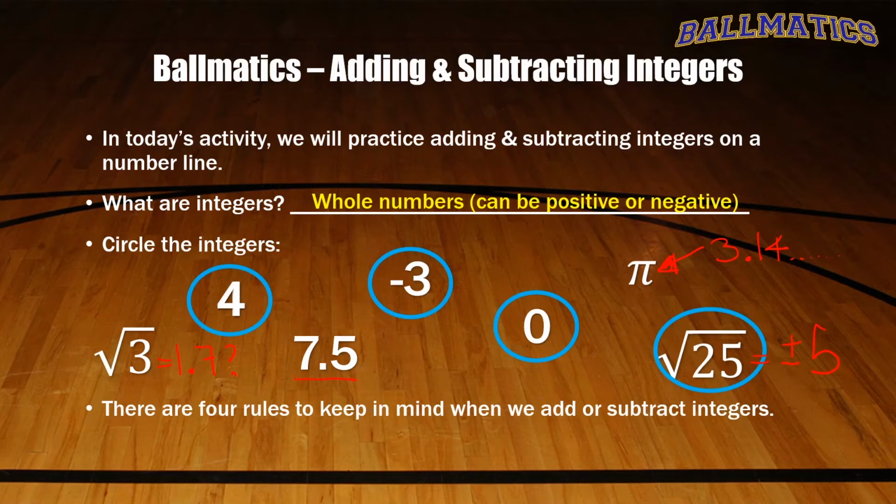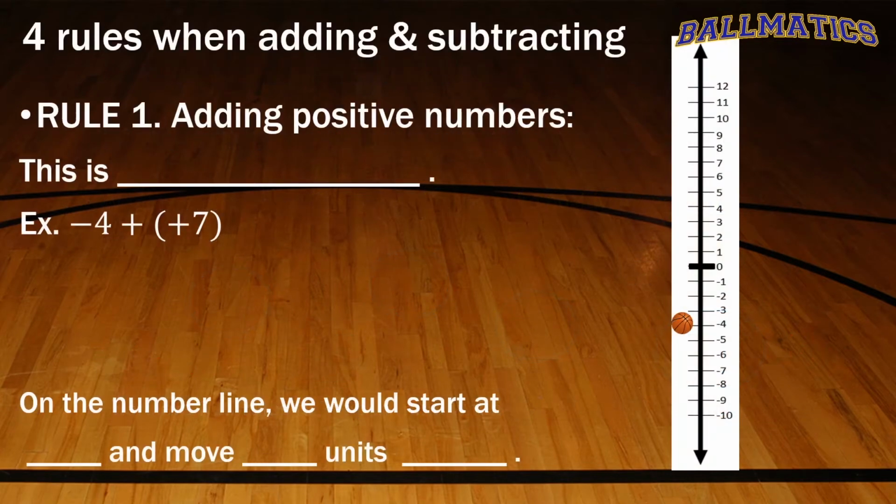There are 4 rules when we add or subtract integers, and that's what we're going to review next. So rule number 1 is adding positive numbers. Now, if I'm playing basketball, and if I just add all of the positive numbers or all of the baskets that I've made, adding them would really mean that my score would be moving up. So this is nothing more than addition. We're actually moving upwards, we're adding.